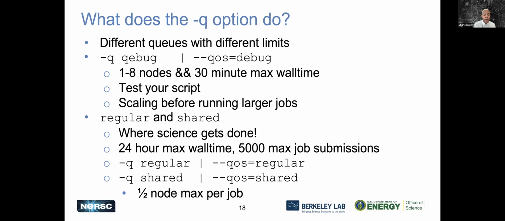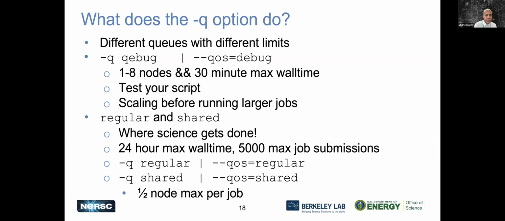And then you also have regular and shared. These are the queues that most of our users will go to, regular or shared. You have up to 24 hours max wall clock time and it allows for 5,000 max job submissions. And so those queues are just denoted with the keyword regular and shared. And again, shared is half a node max per job.